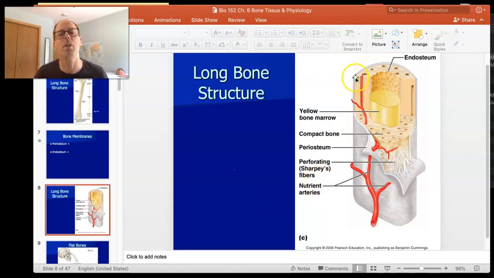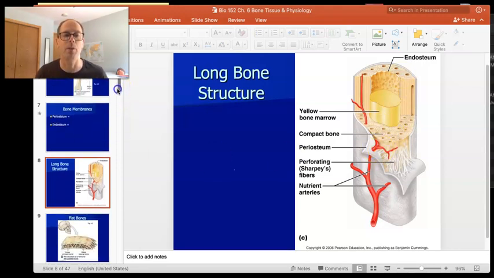Bones are also covered in membranes. So there's a sheet of connective tissue that covers the outside of the bone. That's called the periosteum. And then there's also a sheet of connective tissue that runs over all the spaces on the inside of the bone, including the medullary cavity. It's called the endosteum. And that's helping to provide some structure to the bone. It also anchors blood cells to that bone.